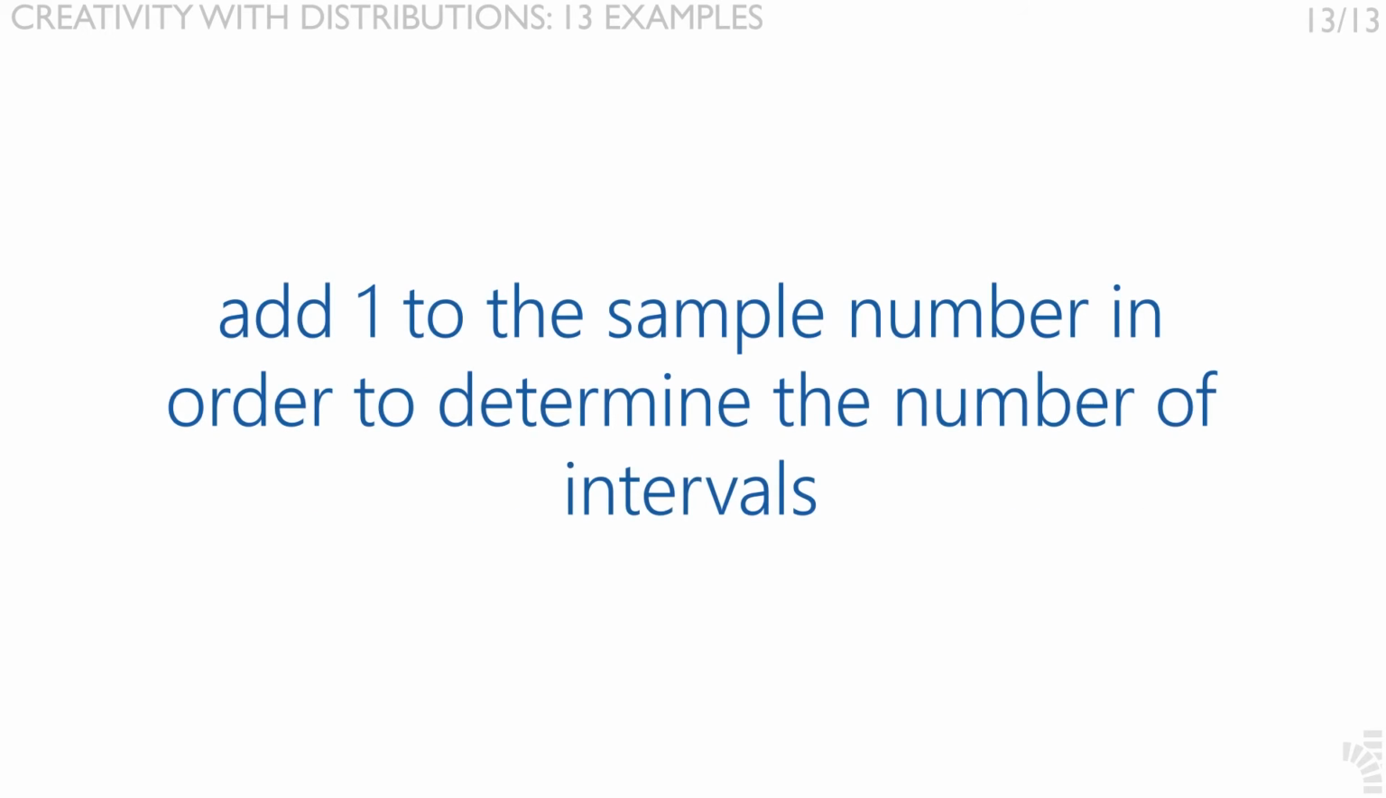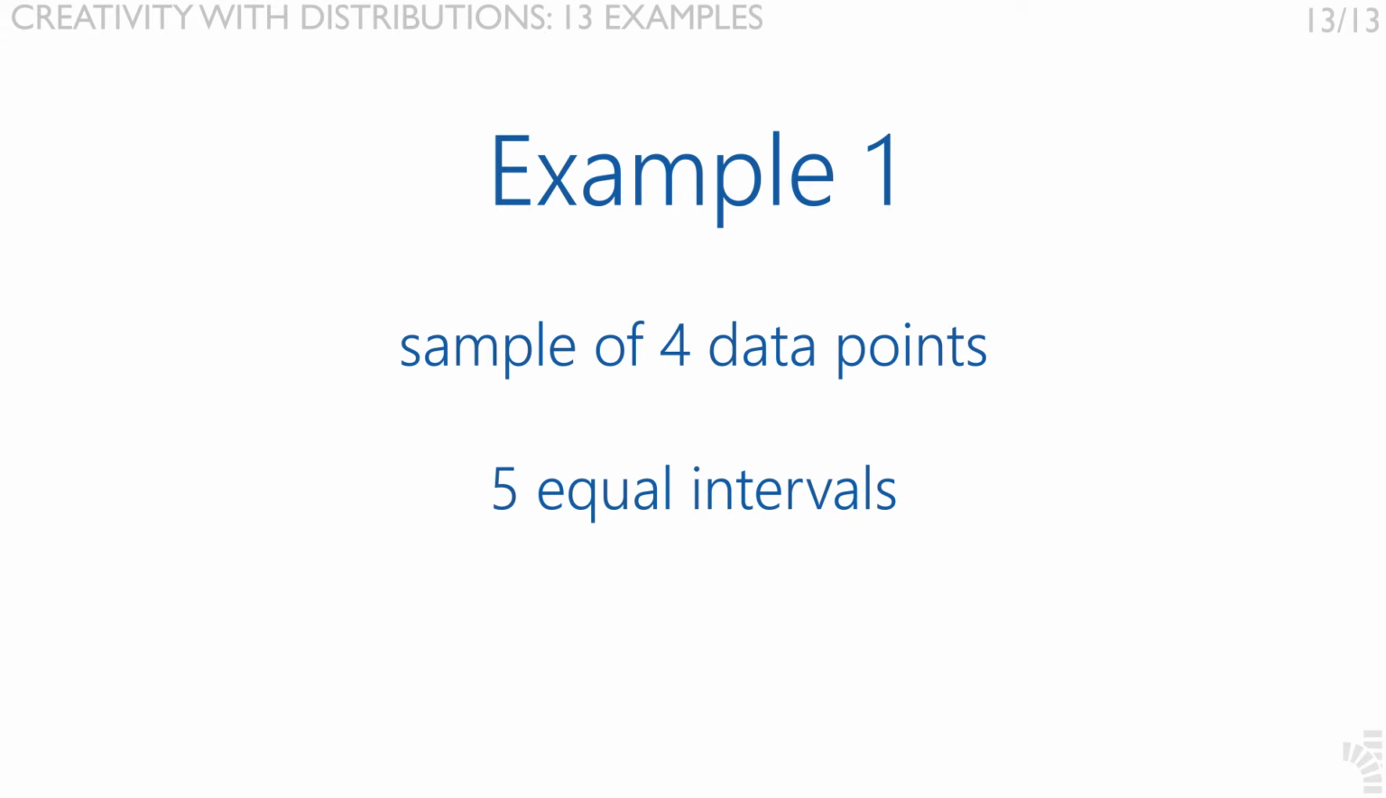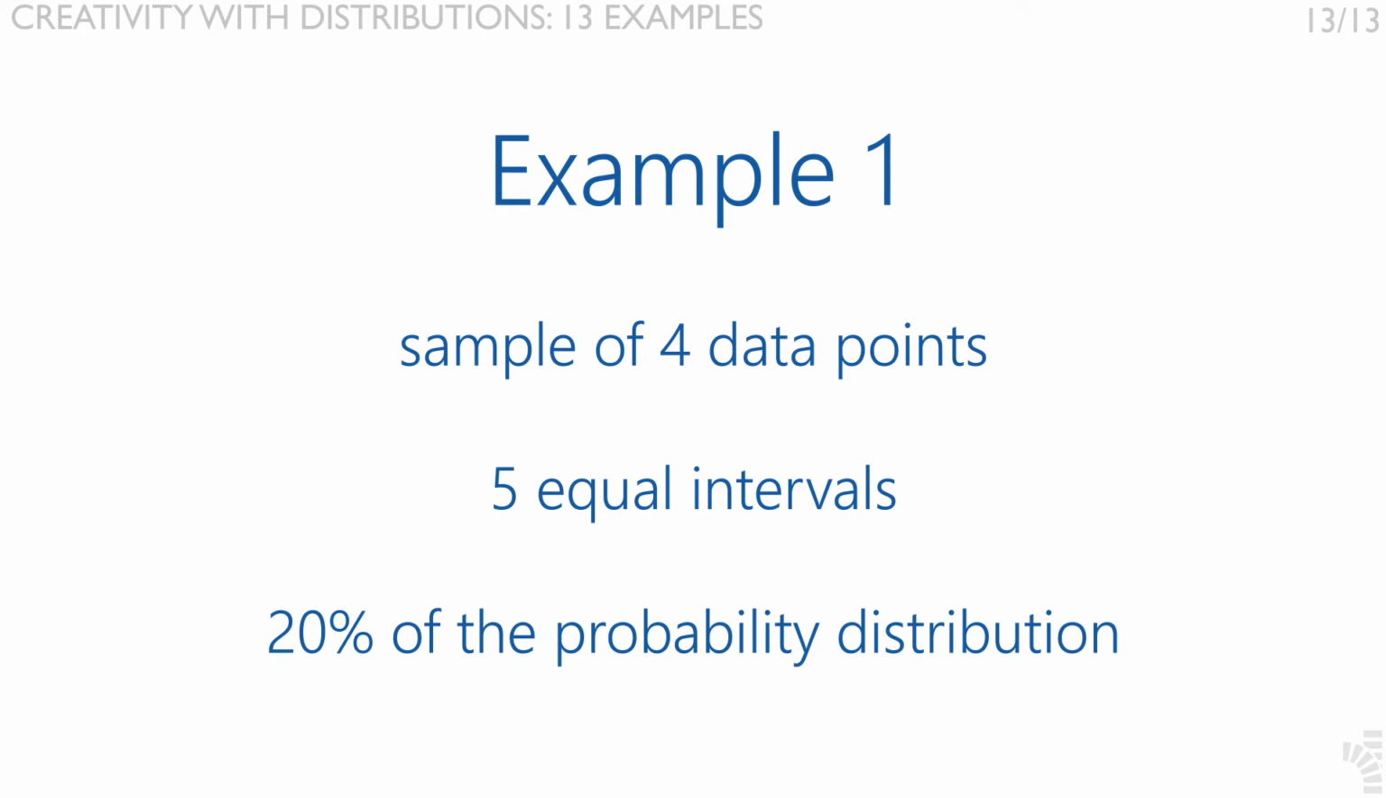Simply add 1 to the sample number in order to determine the number of intervals at which the distribution is segmented. In other words, if the sample were to be of 4 data points, then we would create 5 equal intervals each containing 20% of the probability distribution. Therefore, the smallest of the 4 numbers would be the 20th percentile and the largest would be the 80th percentile.